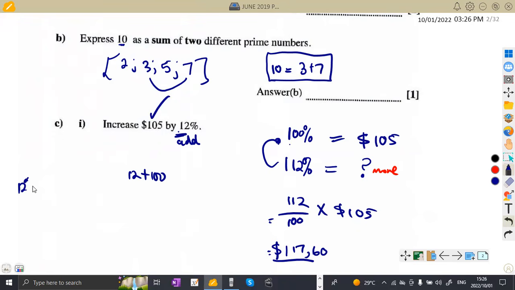Okay, so that is the increase of 12%, or you can simply calculate the 12% if possible. You can just find the 12% of $105, and whatever you get, you add to the original amount.